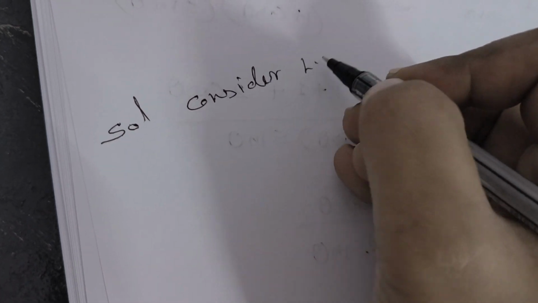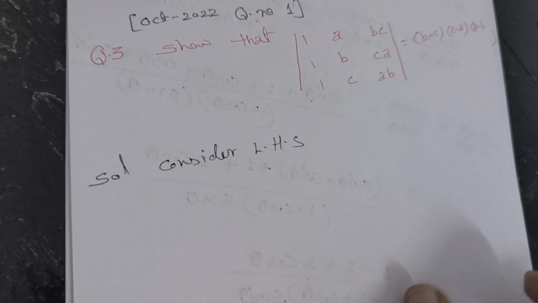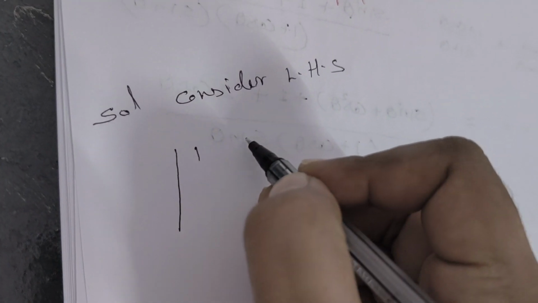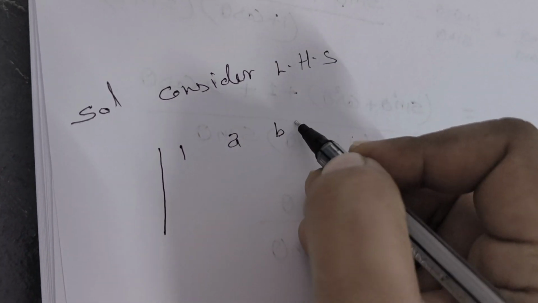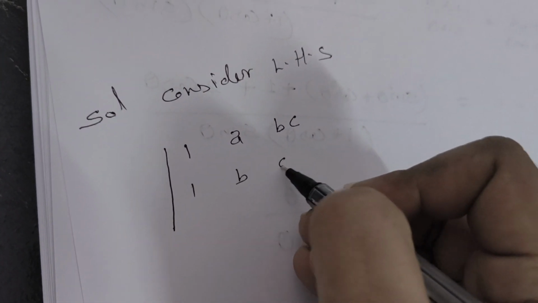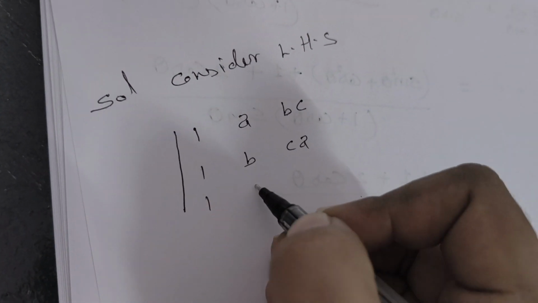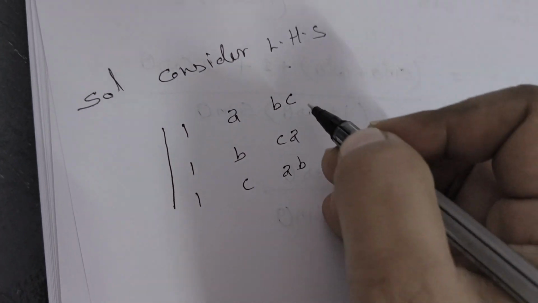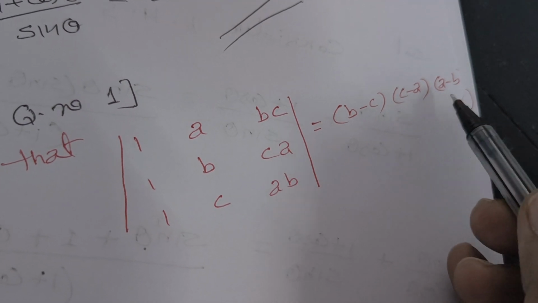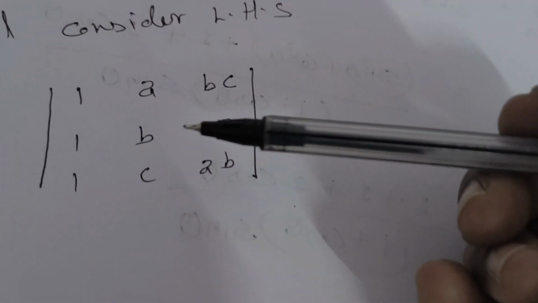Consider LHS. This is 1 a bc, 1 b ca, 1 c ab. In the problem it is given as b minus c, c minus a. So how to get this value?